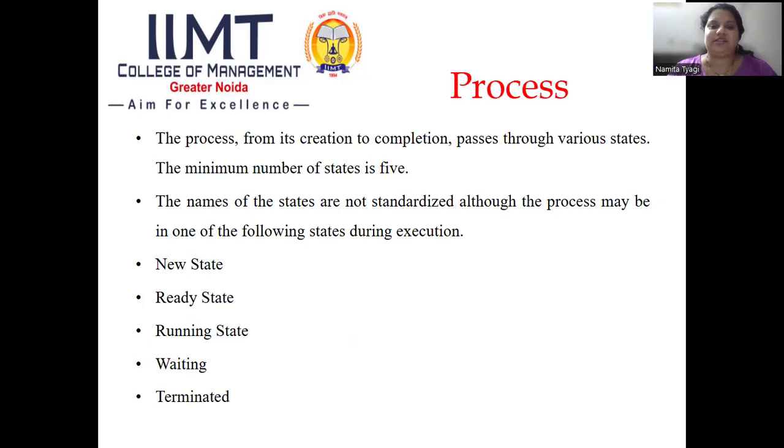The names of the states are not standardized, although the process may be in one of the following states during execution. So the first state is the new state. Second is the ready state, then the running state, and the waiting or terminated state. The waiting state is also known as the blocked state, and the terminated state is the completion state.